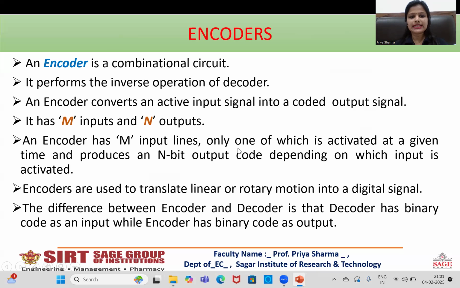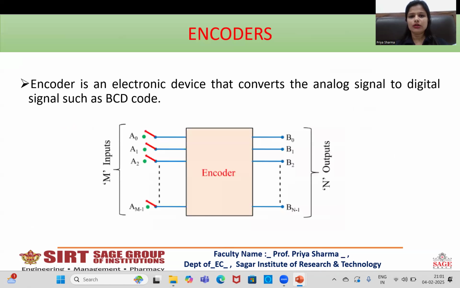An encoder has M input lines, only one of which is activated at a given time, and produces an N-bit output code depending on which input is activated. Encoders are used to translate linear or rotary motions into a digital signal. The difference between an encoder and a decoder is that a decoder has a binary code as an input, while the encoder has binary code as an output.